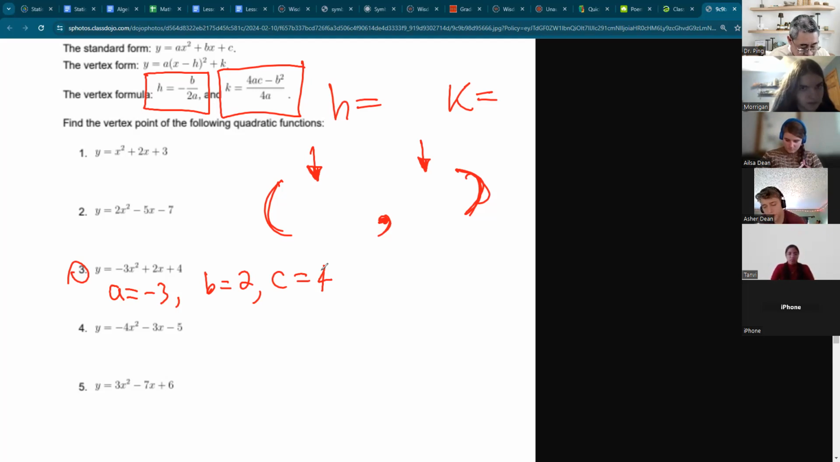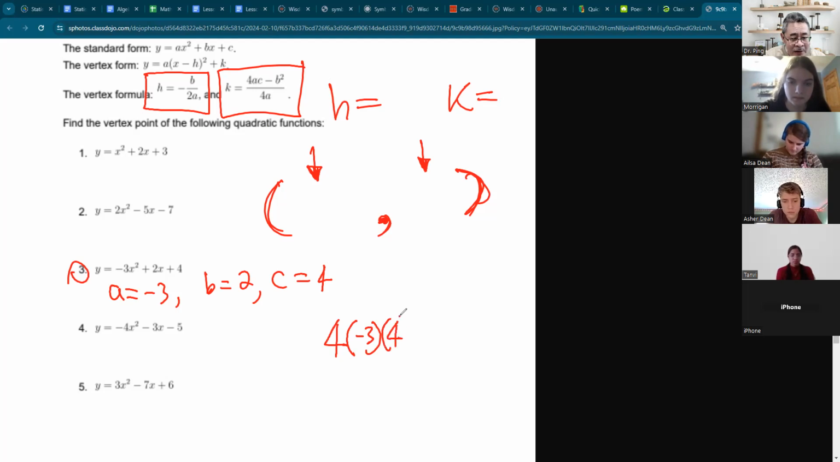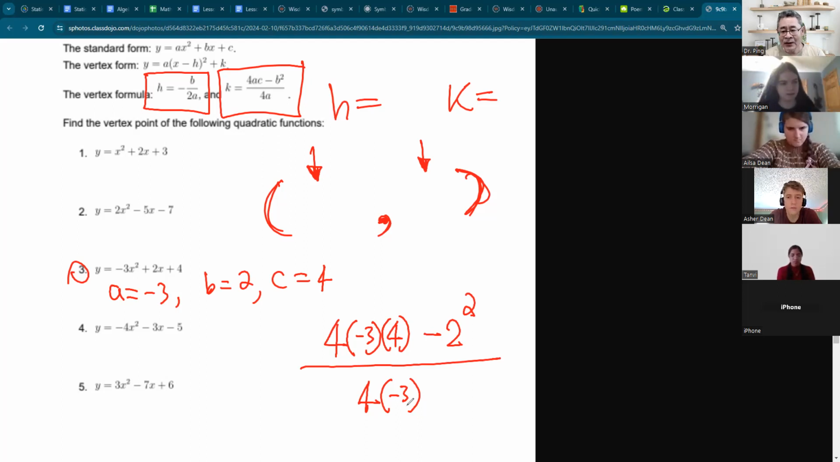I remember it was super easy once you understood the formula. Okay, so H. Oh, wait a second. Yeah, good job, Tammy. So just double checking, for finding K, would it be 4 times A, then 4 times C, and then you subtract B squared? You do 4 times A, in this case -3, then times C, which is 4, and then minus B squared, which is 2 squared. Good, that's your top. The bottom is 4 times A, which is 4 times -3. Make sense? I think so.